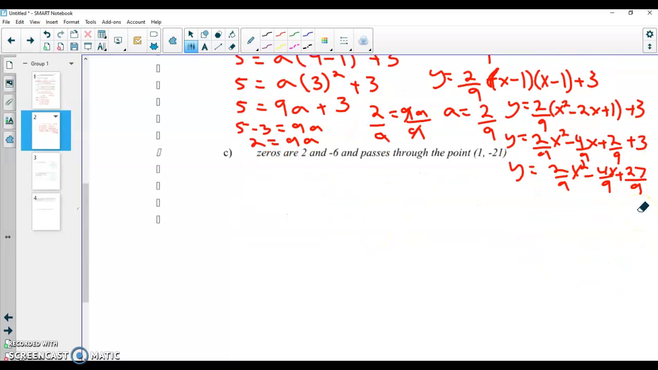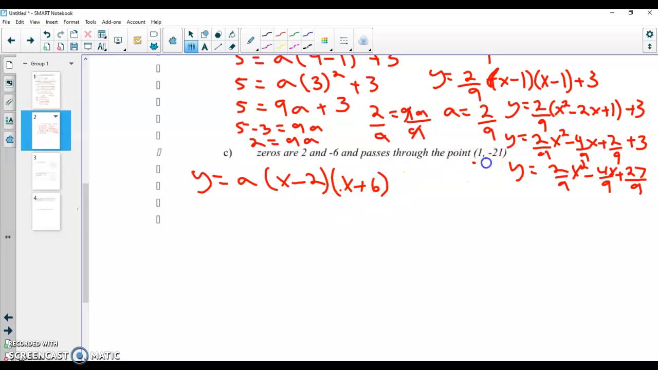So now we'll do example C together. You'll notice you'll have some different information provided to you here. This time you have zeros provided to you and a point. So if you have zeros provided to you, you know that you want to use your factored form first. So you're going to have y is equal to a. Our zeros are 2 and negative 6, so that means that we're going to have the opposite signs here. (x minus 2)(x plus 6).